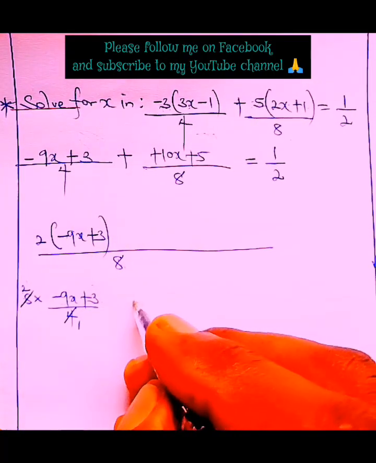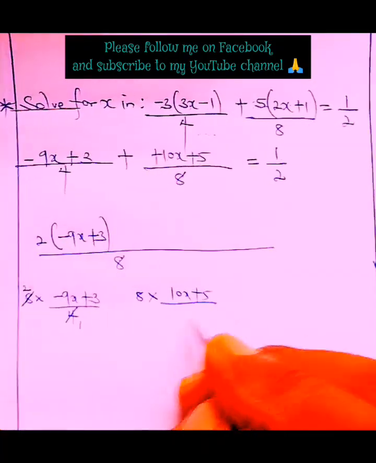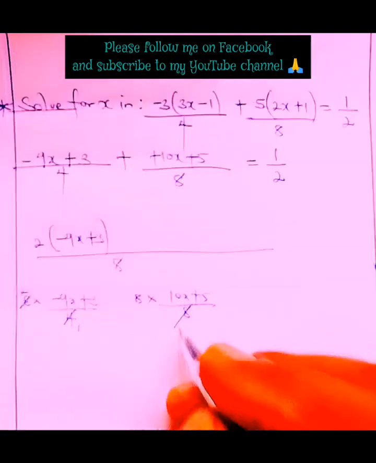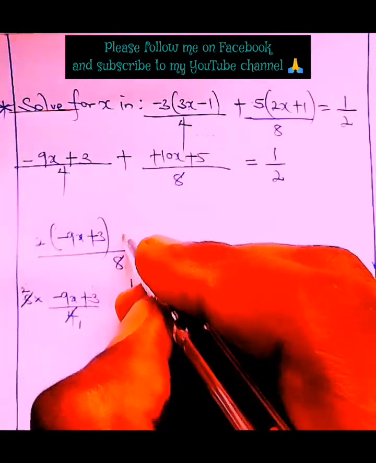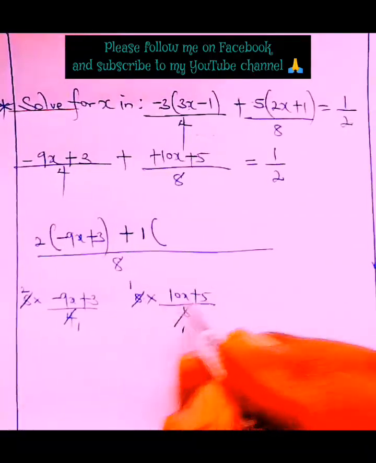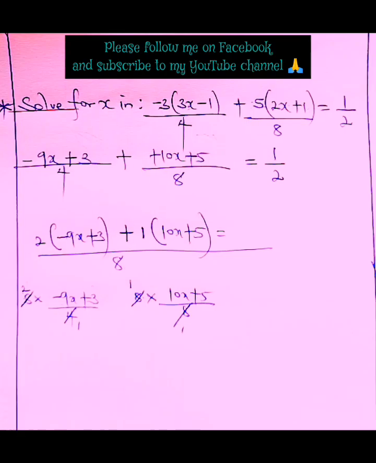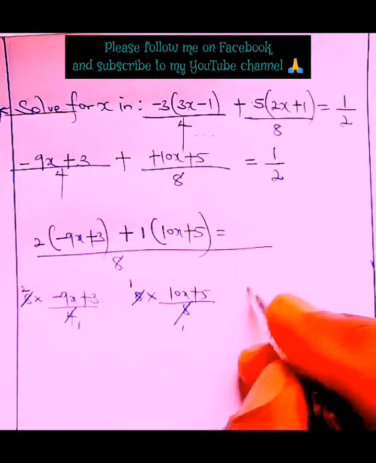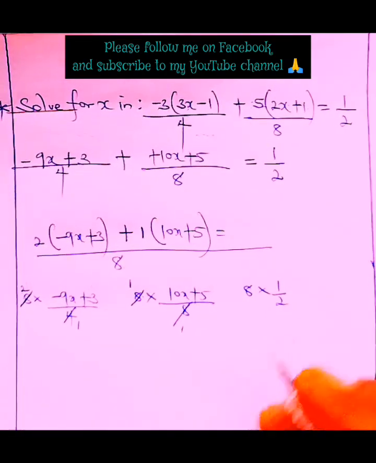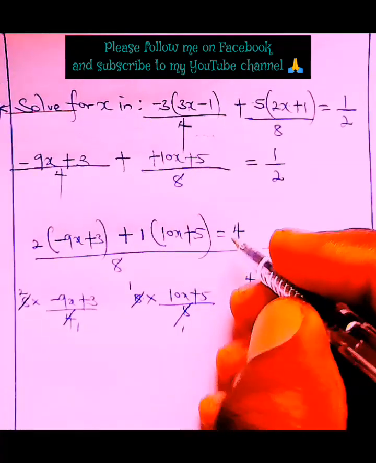So what do I have next? 8 times (10x + 5)/8. So 8 here 1, 8 here 1. So what do we have? Plus, put our 1 here, open the bracket, 1 times this, (10x + 5). The next we have now is 8 is going to multiply this very last one. So 8 times 1/2. So 2 here 1, 2 here 4. 4 times 1, which is 4.